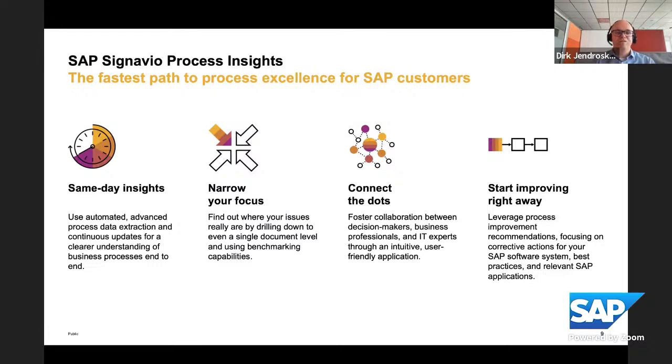So usually what we talk about is same day insight. Sometimes it takes a bit of time until all data is transferred from your ERP systems over to Process Insights, and then it's ready to be analyzed. So very fast, especially if you compare it with some other process mining projects.